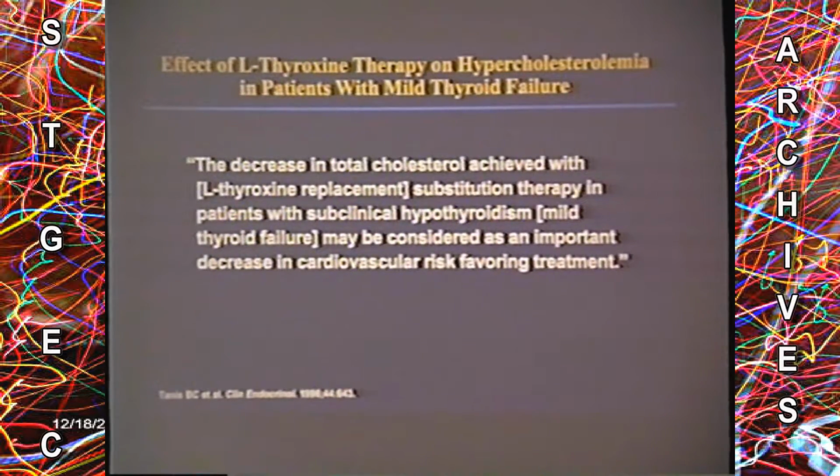So the point here is the effect of thyroid hormone on hypercholesterolemia in patients with mild thyroid failure. The decrease in total cholesterol achieved with thyroid hormone therapy in patients with hypothyroidism may be considered an important factor in the cardiovascular arena in terms of favoring treatment.